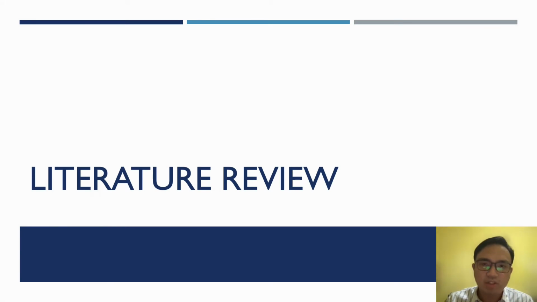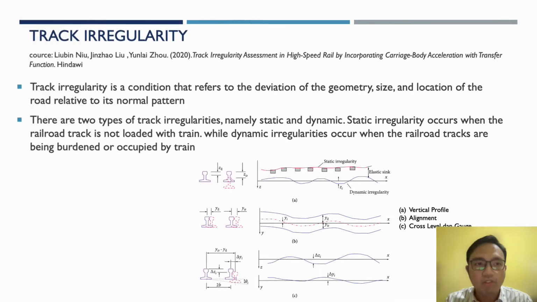Next, about the literature review, we will talk about first track irregularity according to Liu Niu and Jiao Hao Yun Lai Zhou 2020 about track irregularity assessment. Track irregularity is a condition that refers to the deviation of the geometry, size, and location of the road relative to its normal pattern. There are two types of track irregularities, namely static and dynamic. Static irregularity occurs when the railroad track is not loaded with a train, while dynamic irregularities occur when the railroad tracks are being loaded or occupied by a train.